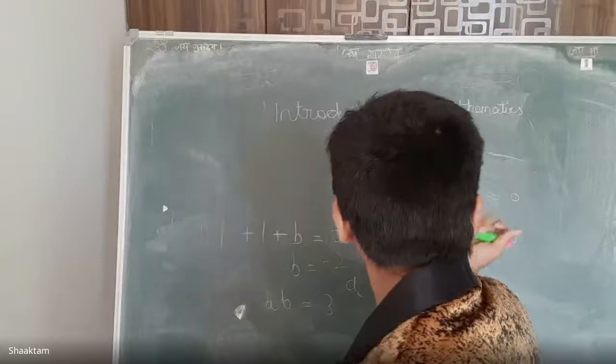Yeah, I didn't get how you got 3. Get what? 3. Minus 2 into minus 1.5. 3 only, right? Okay.